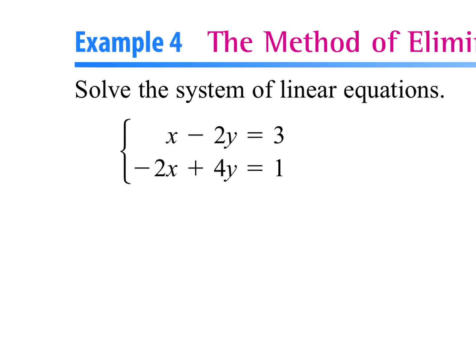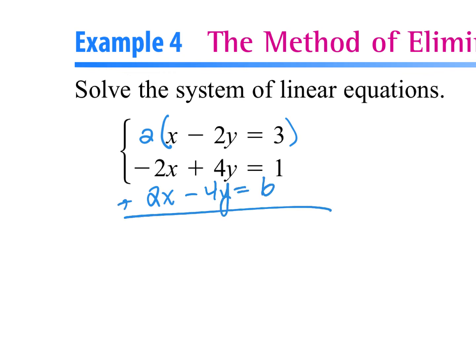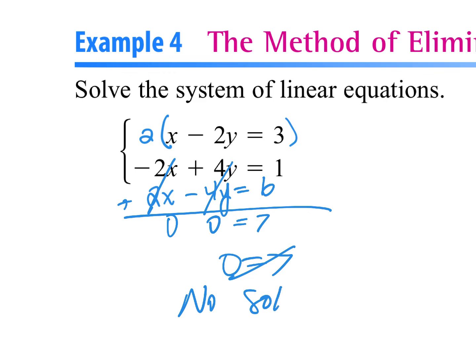Okay, so let's do some more solving. We're just going to go through a bunch of different examples here just to get you guys in the habit. Again, solve for whatever variable you want. I'm going to solve for x. I'm just going to multiply the whole top equation by 2. So I have 2x minus 4y equals 6. So when I combine down, -2x and +2x cancel. +4y and -4y cancel, equals 7. Well, is the statement 0 equals 7 ever true? No. So your answer here would be no solution. If you graphed those two lines, they would be parallel.